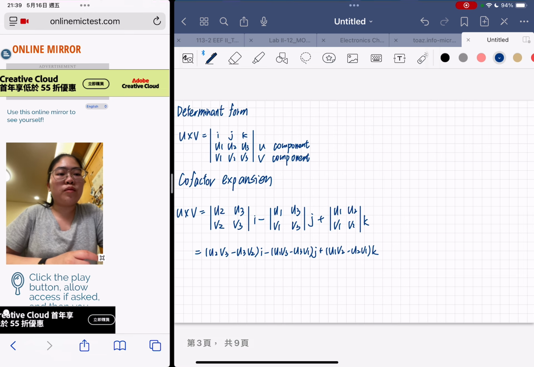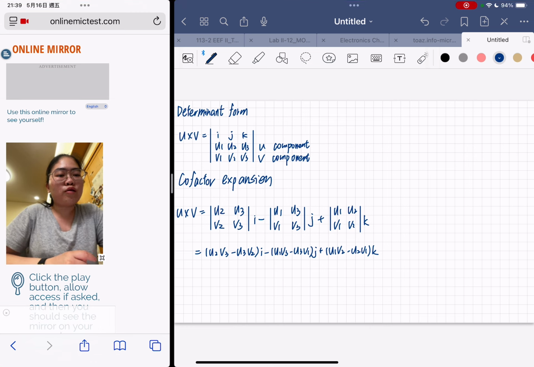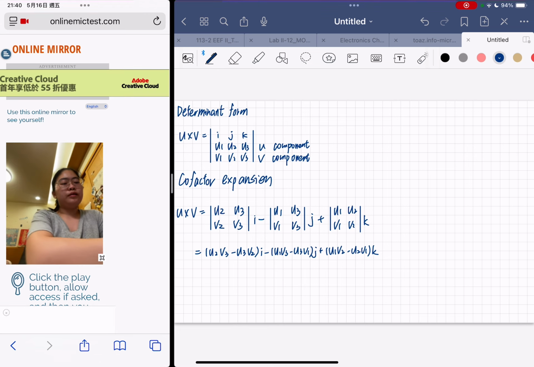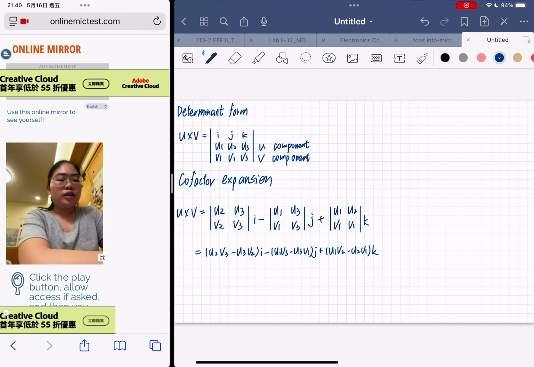And here is the determinant form of the cross product U × V. Let's place i, j, k, the components U1, U2, U3, and the components V1, V2, V3 into the determinant. Using cofactor expansion, it changes into the determinant of U2, U3, V2, V3 times i, minus the determinant of U1, U3, V1, V3 times j, plus the determinant of U1, U2, V1, V2 times k. It equals (U2V3 − U3V2)i − (U1V3 − U3V1)j + (U1V2 − U2V1)k, and this is the same as the result of the definition.